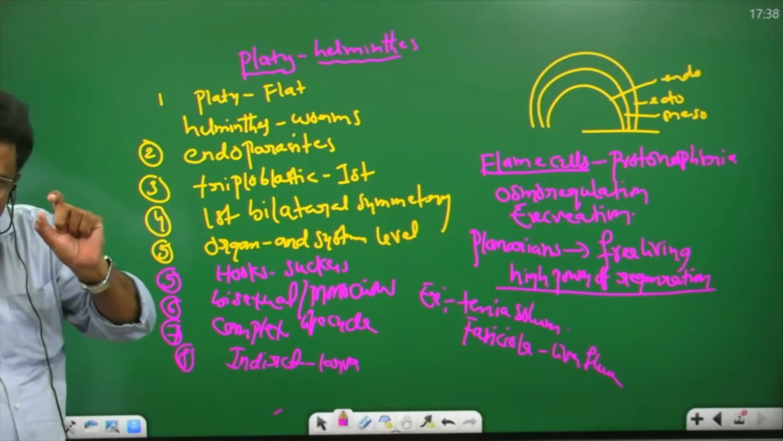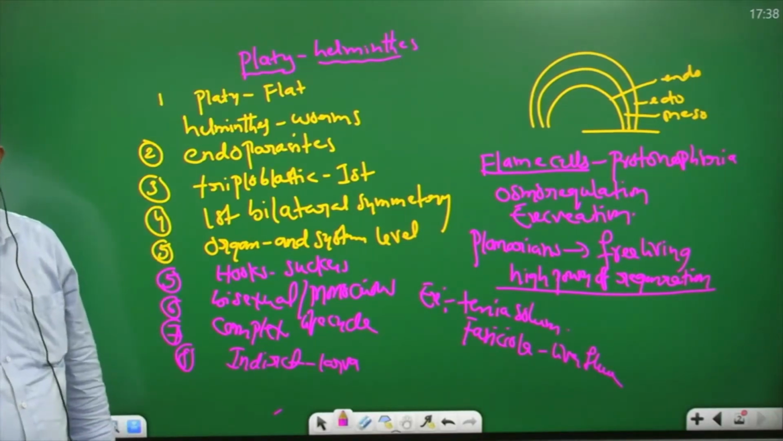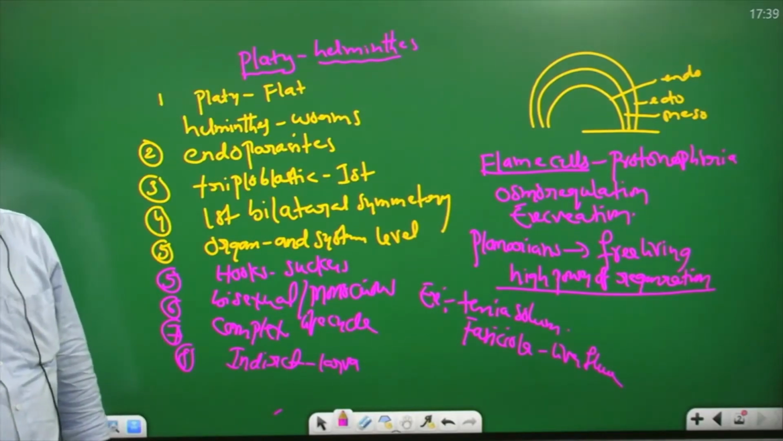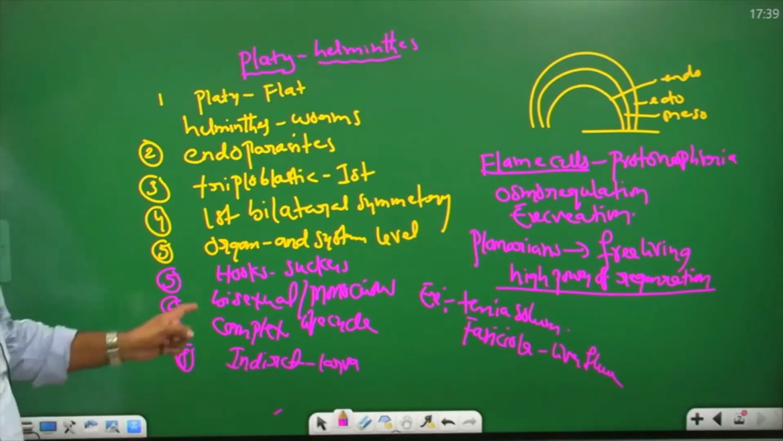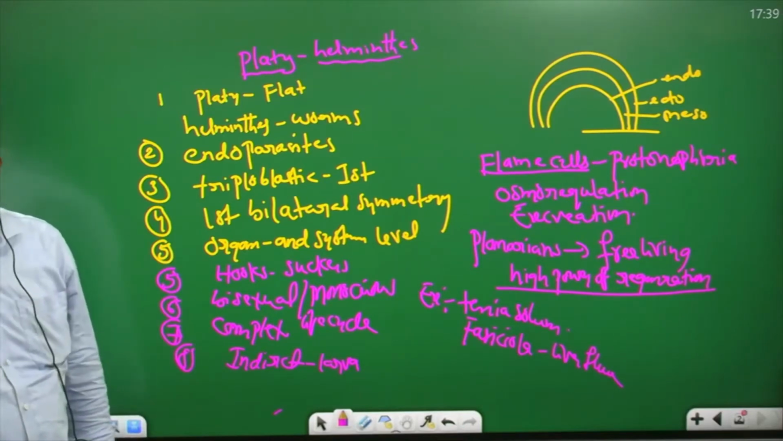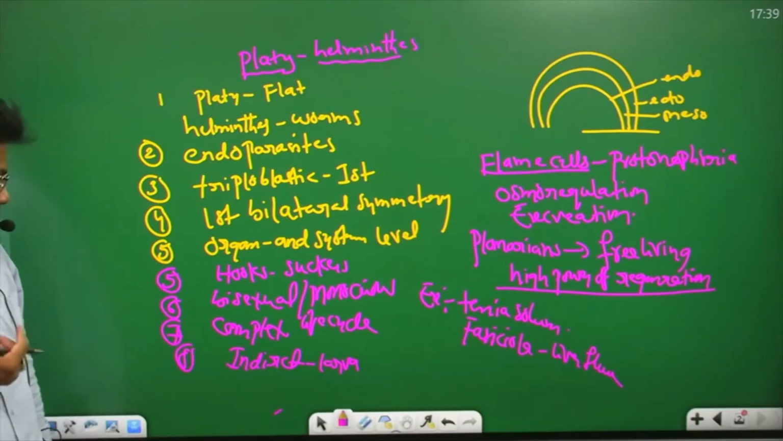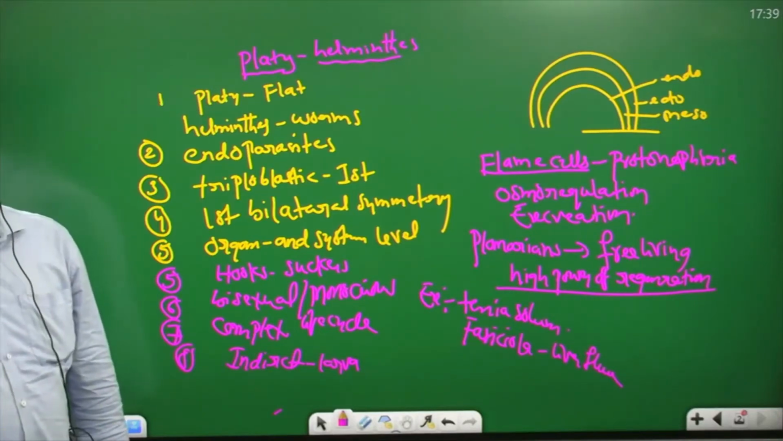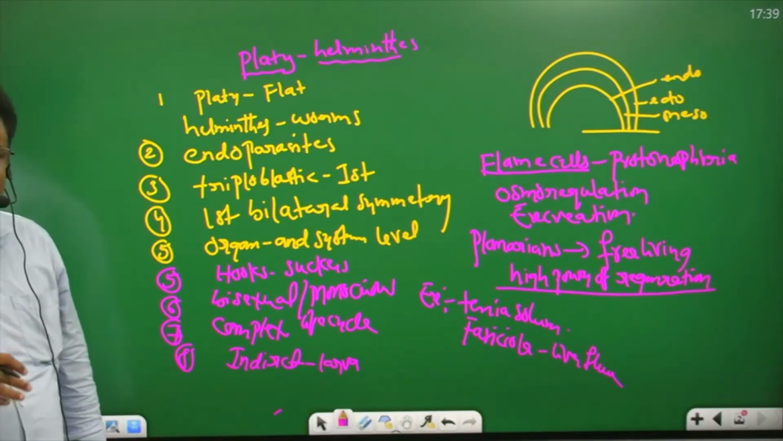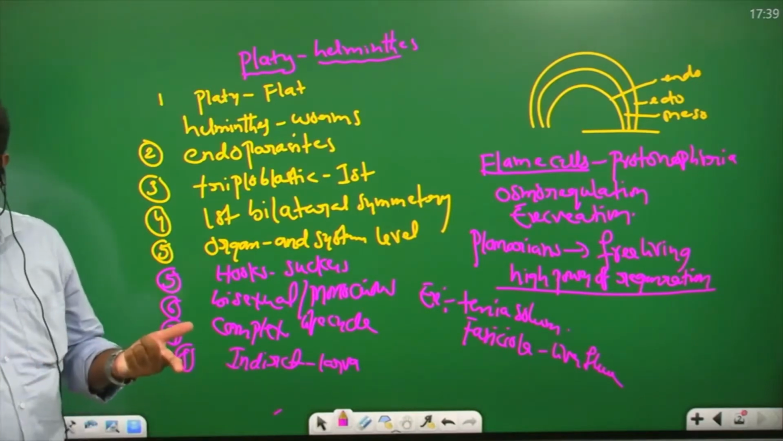In Taenia solium, hooks and suckers are there. With the help of hooks and suckers, they hold the alimentary canal, and absorb nutrients through the body surface, the body wall. And one more point, they are bisexual. Bisexual means monoecious, hermaphrodite. Both male and female reproductive organs present in one body is called bisexual. Life cycle is complex. Why called complex? Many larvae are there. Development is indirect.